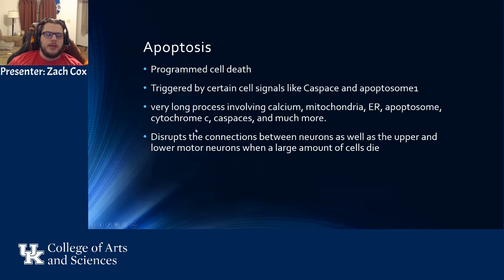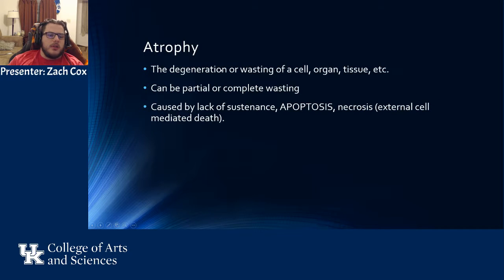Widespread apoptosis leads to a myriad of issues. So you lose the ability to think and reason because your cells are dying. You no longer have connections between upper and lower motor neurons. You no longer have connections to different areas of the brain. And this ultimately leads to atrophy, which is the degeneration or wasting of the cell. It's typically caused by a lack of sustenance, more importantly, apoptosis, and then necrosis. Another thing that can occur is diffuse axonal injury, and that is just stretching or ripping apart of the axon.